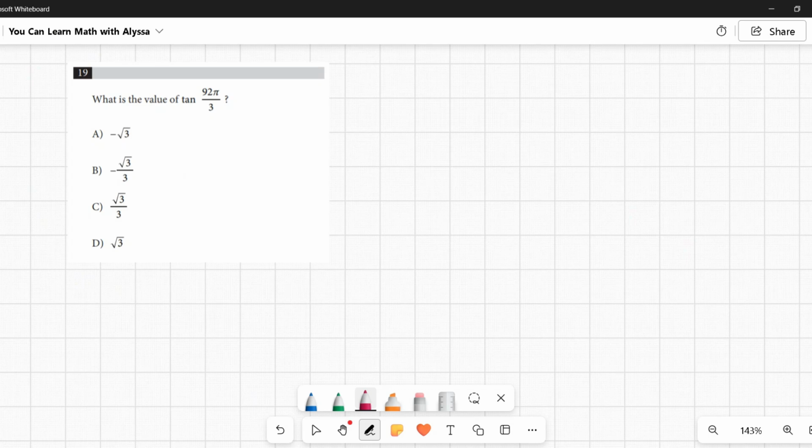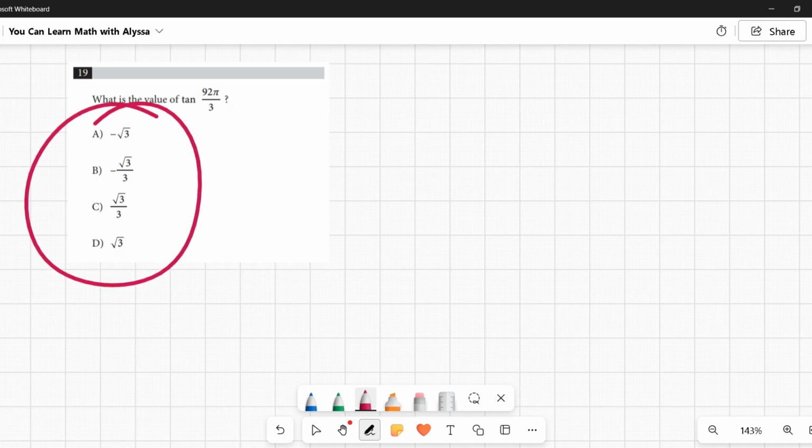Number 19, what is the value of tangent of 92 pi over 3? You absolutely can try to use your calculator to do this. A couple of things to note. If you'll notice, first, in these answers, every single one has a square root in it. So if your calculator gives you the answer with the radical, with that square root in it, it'll make your job easier. If it gives it to you as a decimal, as an irrational repeating number, you have to make sure that you're able to convert it to one of these.